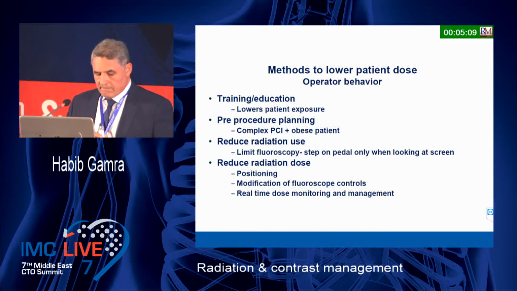You have to plan the procedure. It's really important. If you have an obese patient, this is a risk case. If you have a complex PCI like a CTO, you have to have some techniques to reduce the radiation. And there are very simple things like positioning, for example, how to position yourself to the patient and to the table.